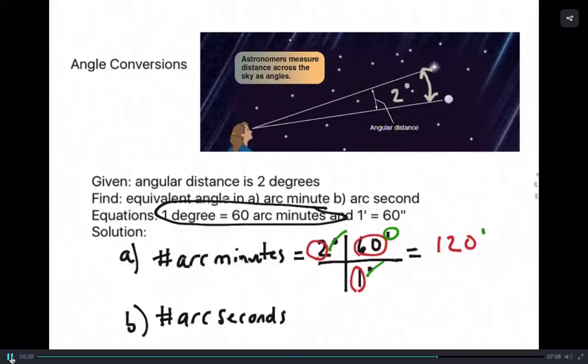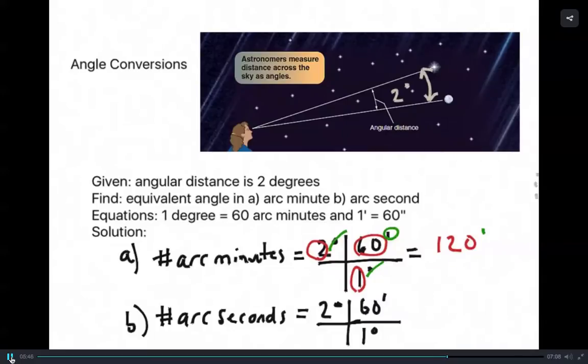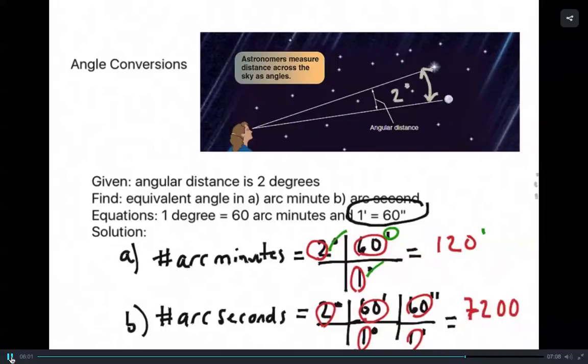Now let's solve for the number of arc seconds. Once again, we start with our 2 degrees and we build our railroad track. We keep our 1 degree is equal to 60 arc minutes, and we're going to add on a railroad track for the conversion of 1 arc minute to 60 arc seconds. And so let's solve. 2 times 60 times 60 is equal to 7,200.